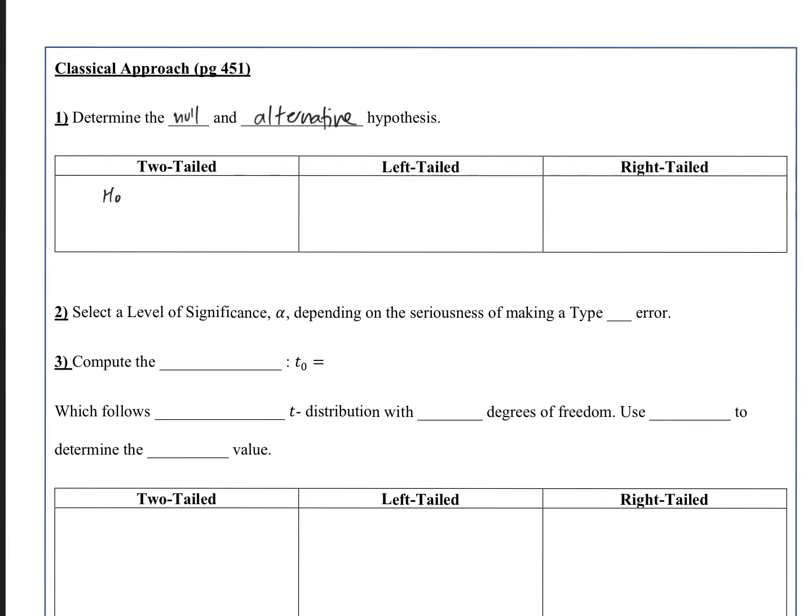Once again, H naught: we're using mu because we're thinking about the mean here. So H naught: mu equals mu 0, and H1: mu not equal to mu 0. For the left-tailed, H naught is always going to be equal to, and then H1: mu is less than mu 0. And then for the right-tailed, H naught: mu equals mu 0, that's our null hypothesis. And lastly, our alternative is that mu is greater than the value.